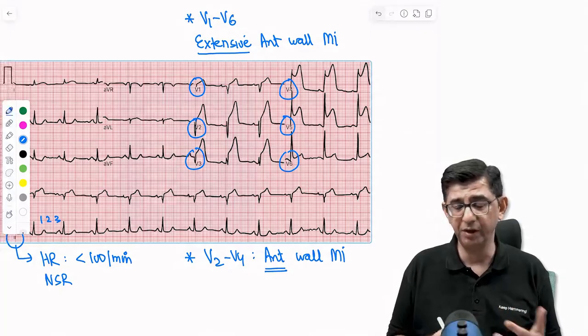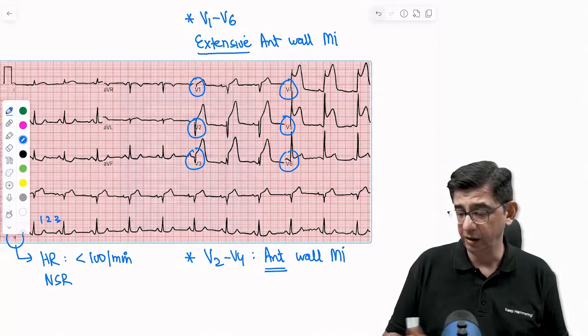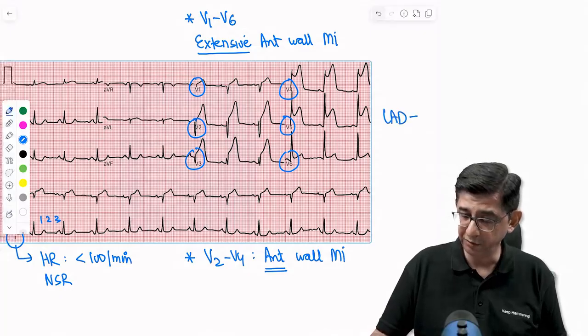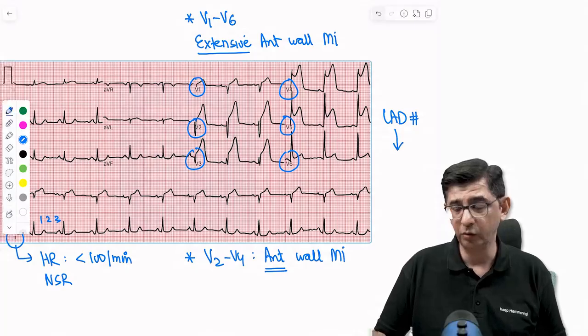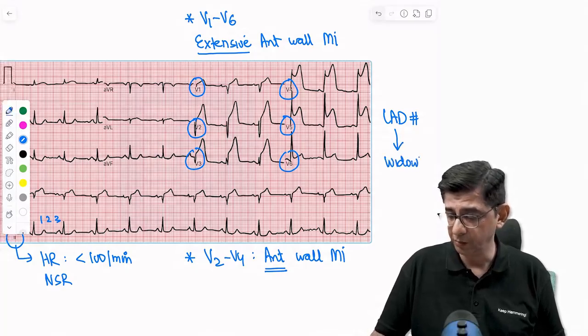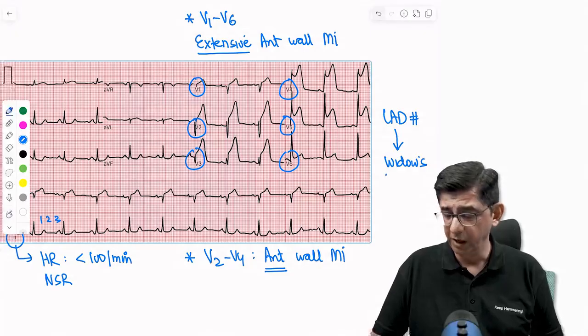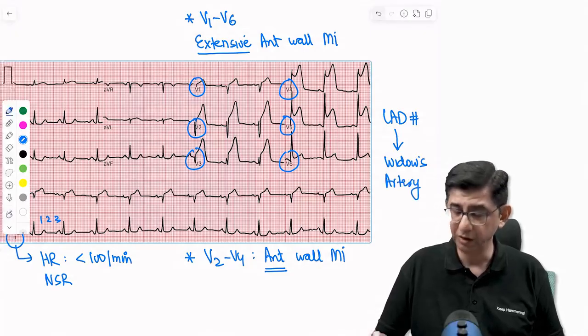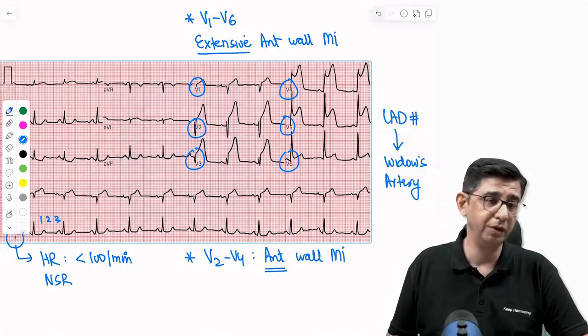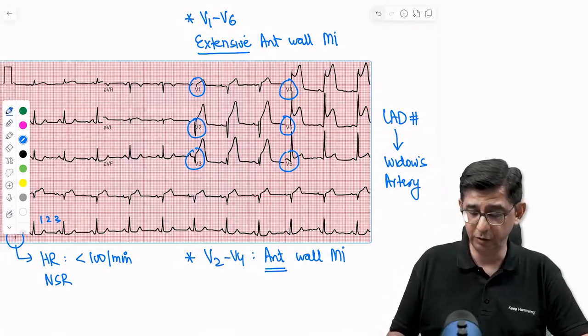So it helps us identify which territory is getting involved, and the territory that is involved here is the left anterior descending artery. This is the most common artery involved in MI, and the patient mostly will die. Mostly it's a male patient. It will create a widow. So therefore this artery is also called the widow's artery. Anatomy people say the left anterior descending artery is called the widow's artery.